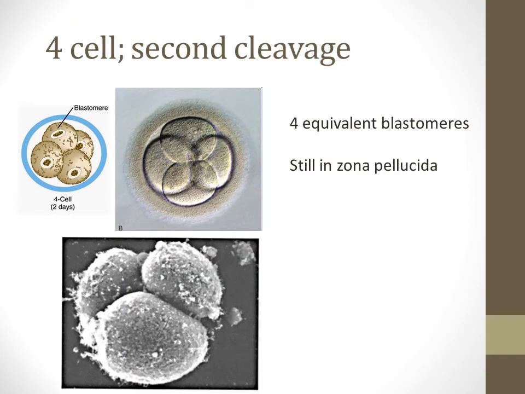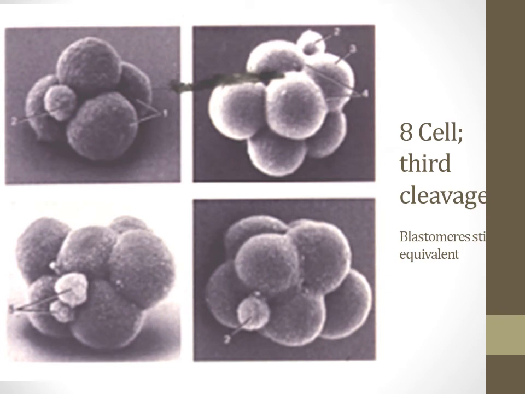And this is the 4-cell stage, the second cleavage division. Here you see 4 equivalent blastomeres, and they are still in the zona pellucida. You can also see the electron micrograph here in C. So this is the electron micrograph, where you can see the 4-cell stage under the electron microscope also. This is the 8-cell stage, the third cleavage division. You can see the blastomeres in this cell stage.